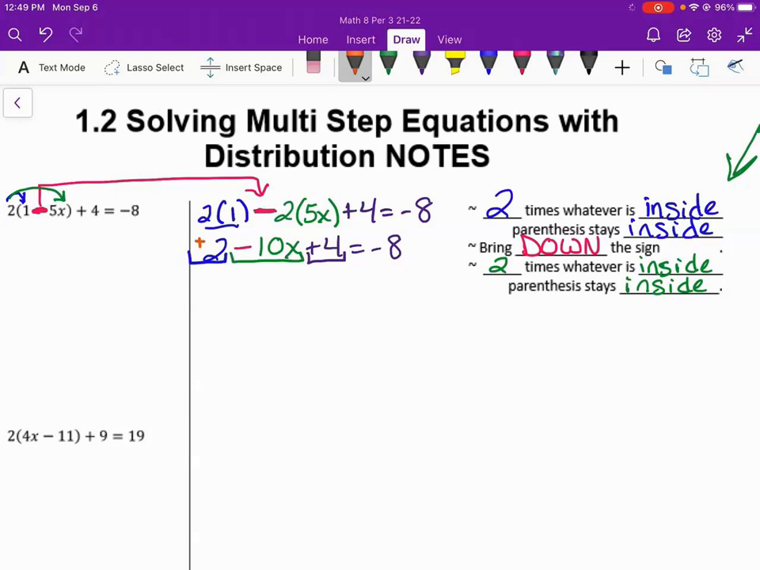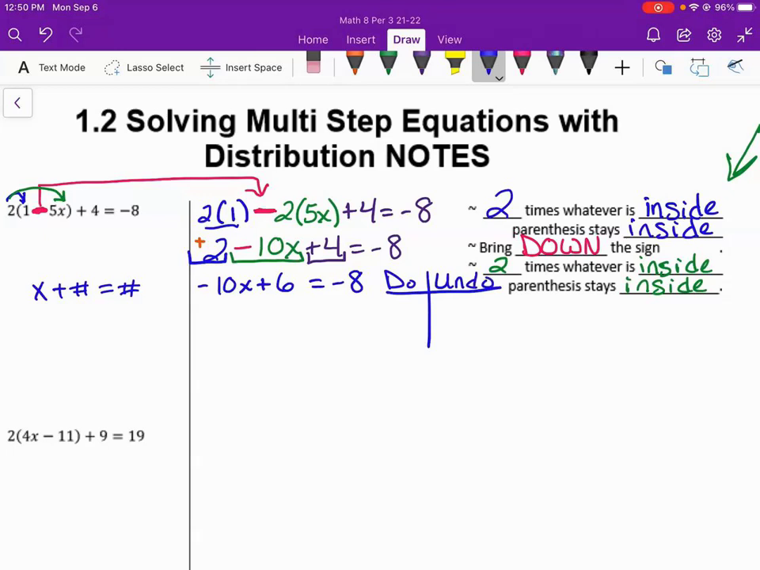So simplify. Do I have anything to combine with my -10x? Nope. It's the only one that has a variable. So we're going to take him and put him out in front. And that negative stays with him. Then I've got +2 and +4. So you put those together, you get 6. Now at this point is where you do your do and undo, because we're in the form of variable plus a number equals a number. So that's where we're at.